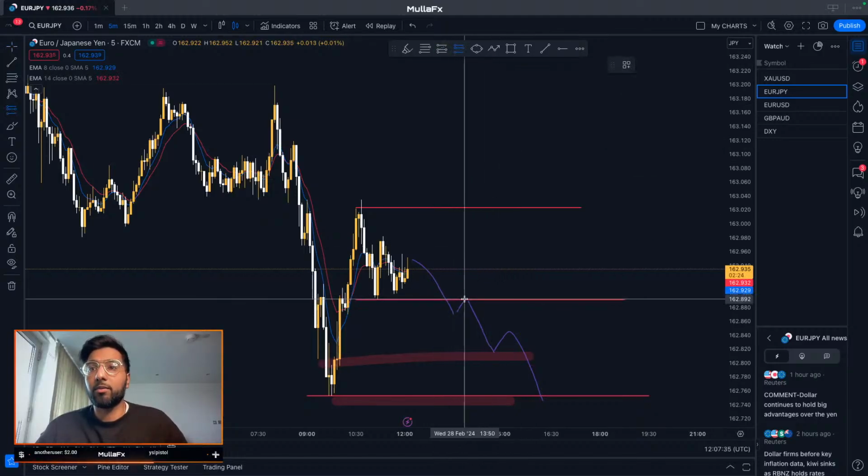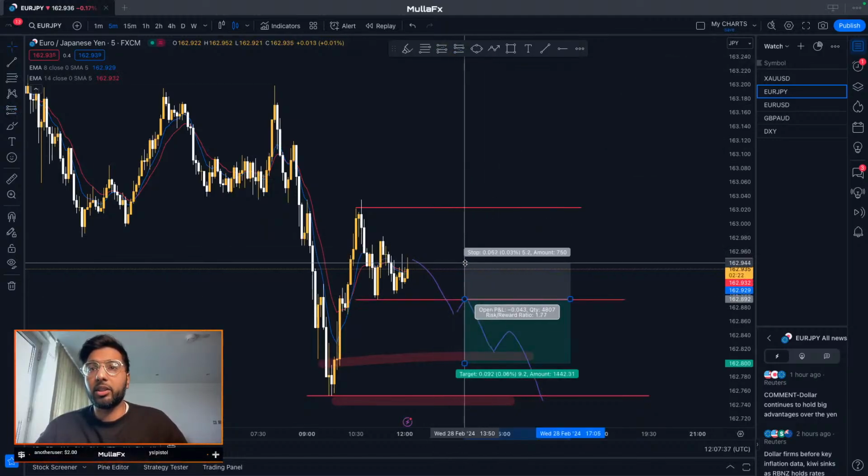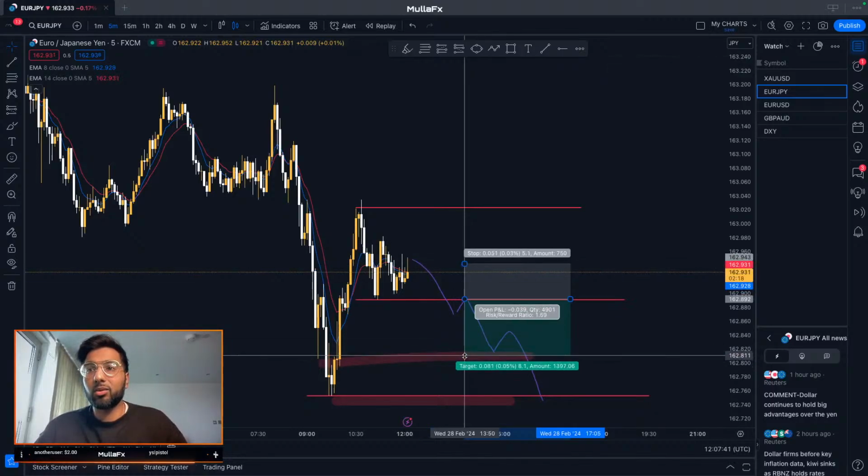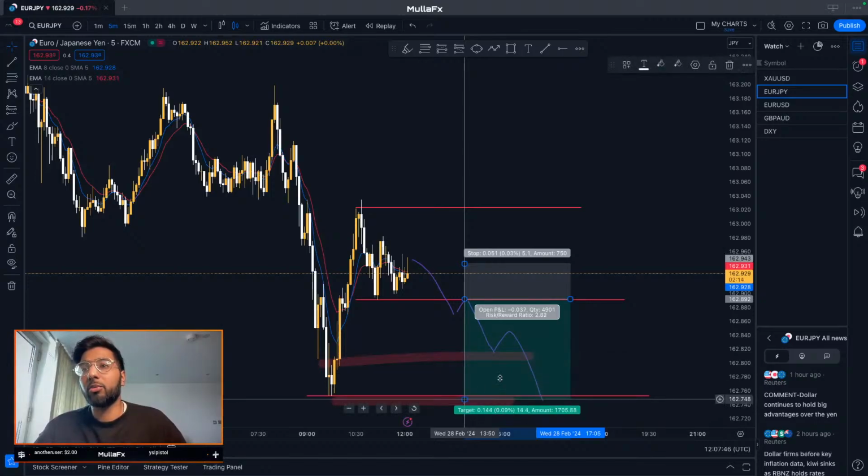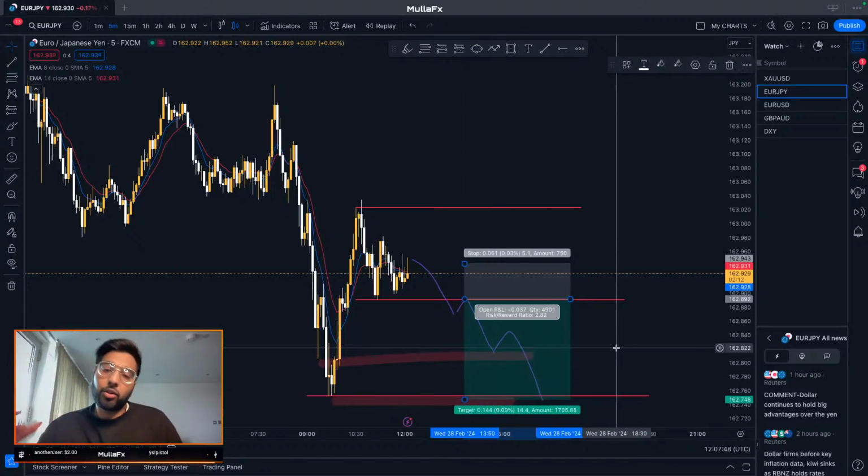So if I enter here, stop loss will probably be just above the previous highs. Let's say previous highs is over here. We would have a nice 1 to 1.5 risk reward ratio for take profit 1, but then take profit 2 would be a nice 1 to 3 risk reward ratio. So it plays out really well for us.